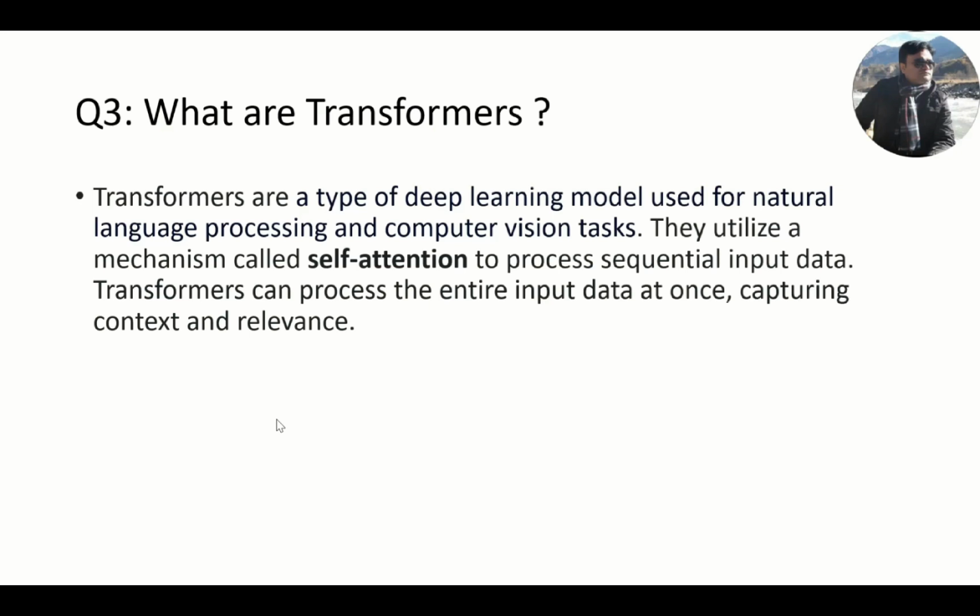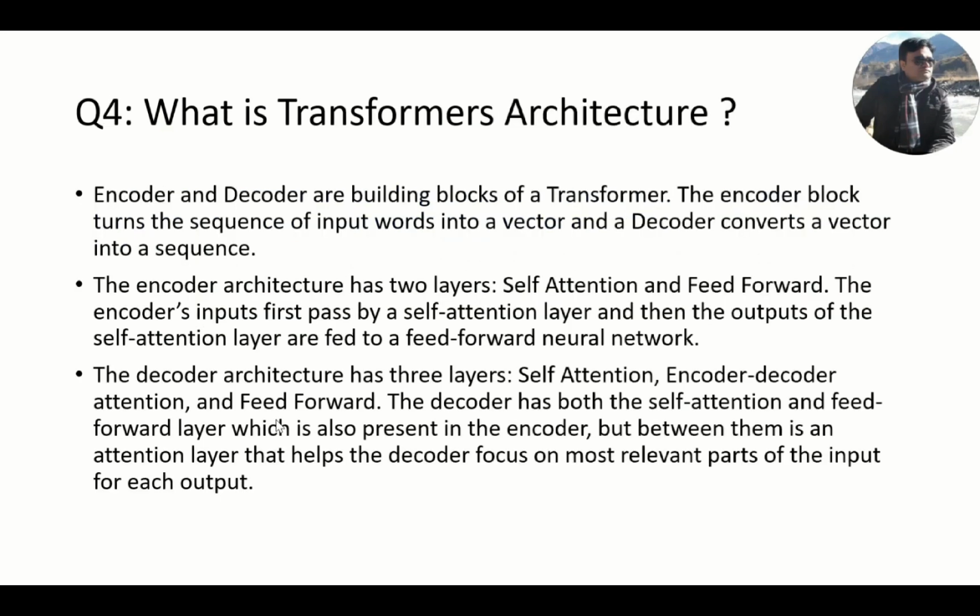Okay, so coming to the next question now. What is transformer architecture? Friends, we already discussed the encoder decoder block of the transformer earlier. The encoder block turns the sequence of the input words into a vector, and the decoder converts a vector into the sequence. So this is the first thing. This is the main thing that happens inside a transformer model.